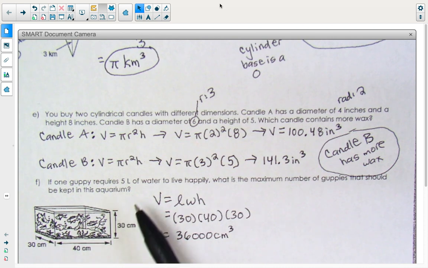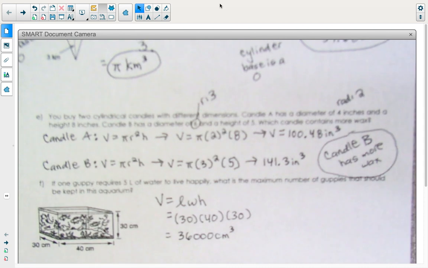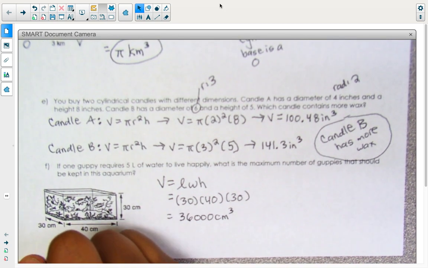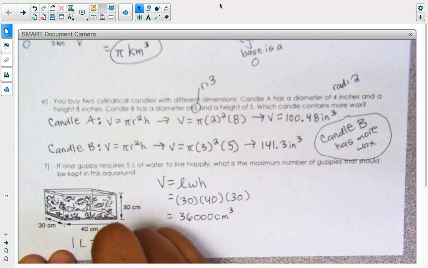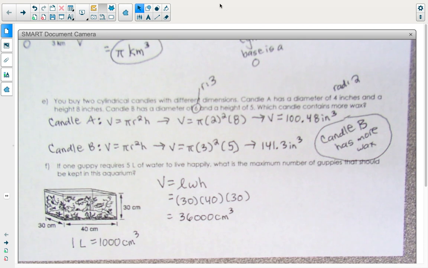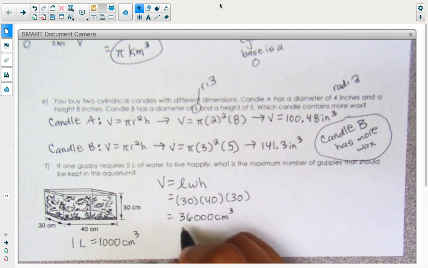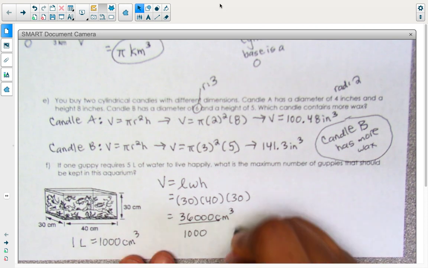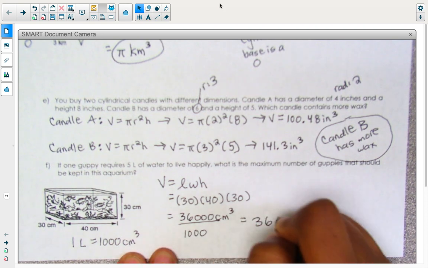Now the question says, what is the maximum number of guppies that should be kept in this aquarium? I see liters in the problem, so we're going to need to go from cubic centimeters to liters. This isn't a frequent conversion that you use all the time, so I will go ahead and give that to you. 1 liter equals 1,000 cubic centimeters. So I need to divide my answer by 1,000. That's going to give me 36 liters.